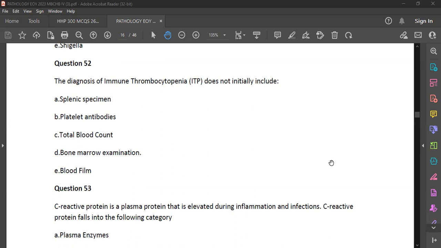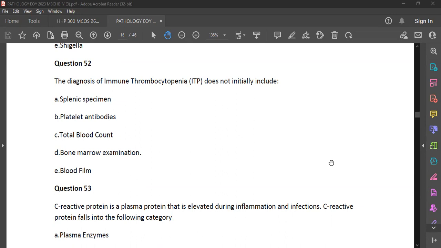Right. So the diagnosis of immune thrombocytopenia, ITP, does not include, initially. You see, the most important word is the word initially. So the diagnosis does not include initially.